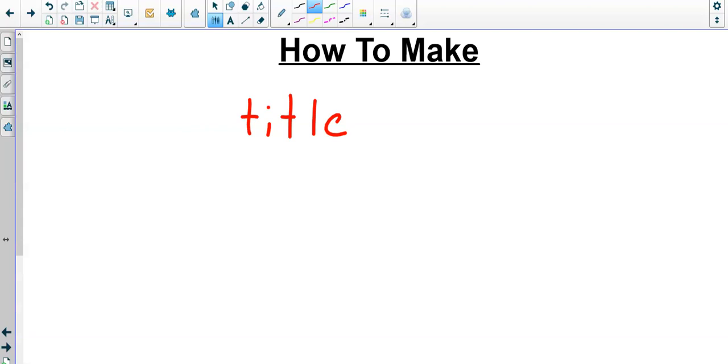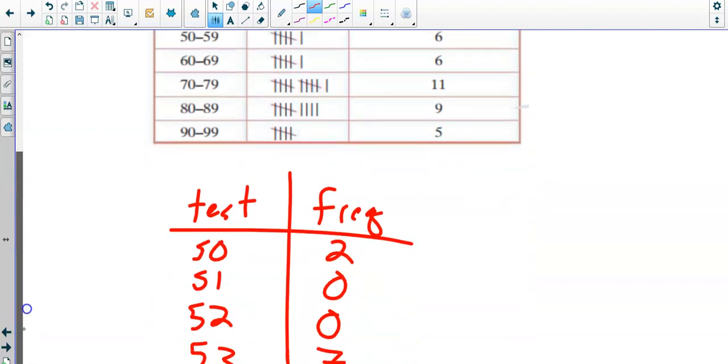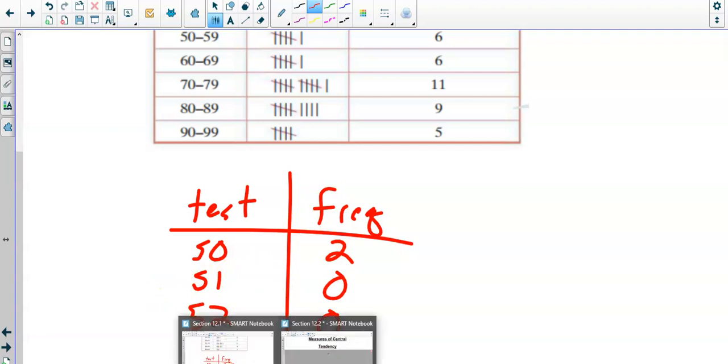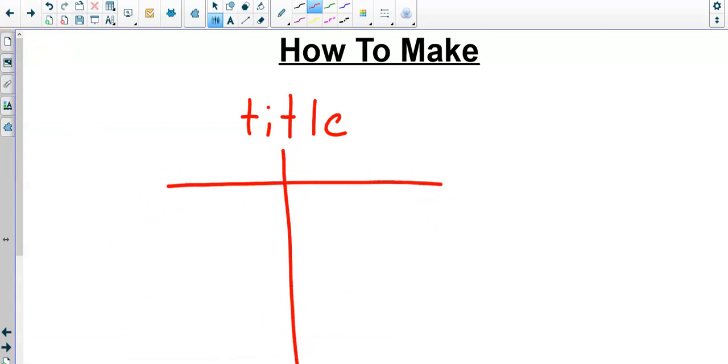And then from here, this is a very involved frequency table right here. But really, for most frequency tables, there are only two columns. The rows depend upon what we're dealing with. So, your table should have two columns. The right column is the frequency. How many times does such and such happen? The left column is what this is all about. Okay?